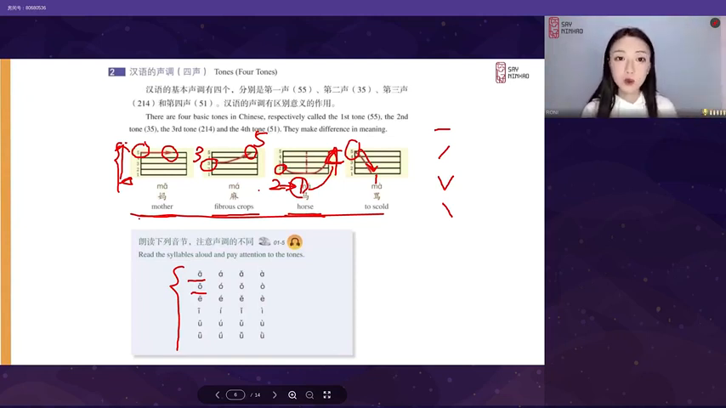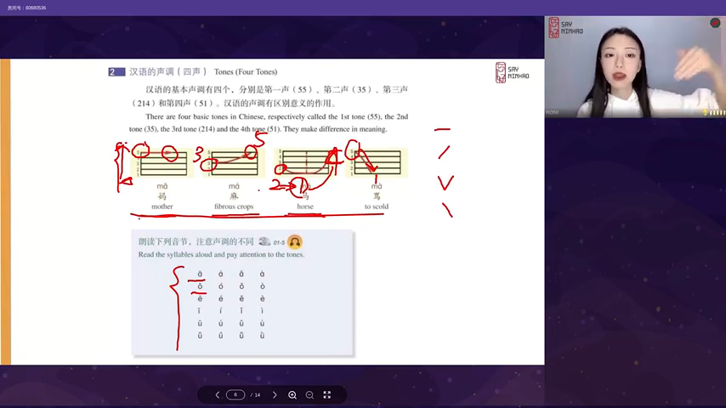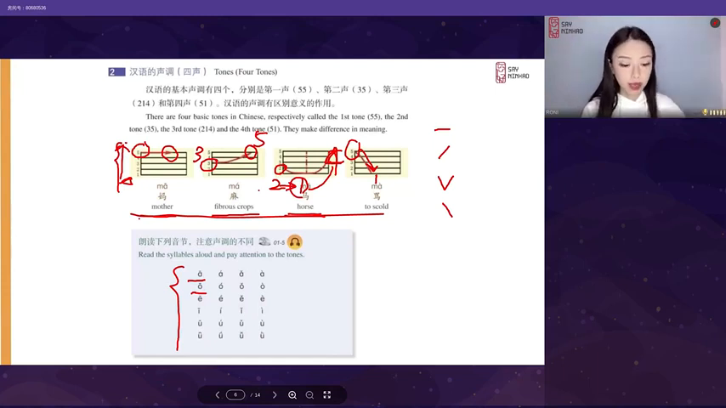Last one is yu, okay? First tone, yu. Second tone, third tone, and last one, fourth tone. Very good, excellent. Now we've seen how to read our tones.